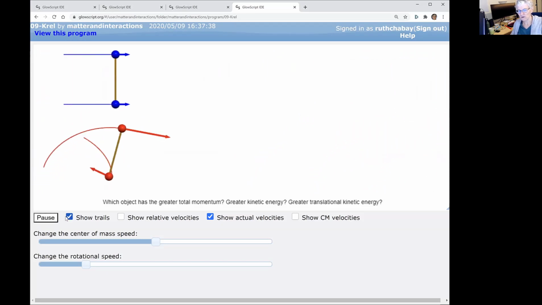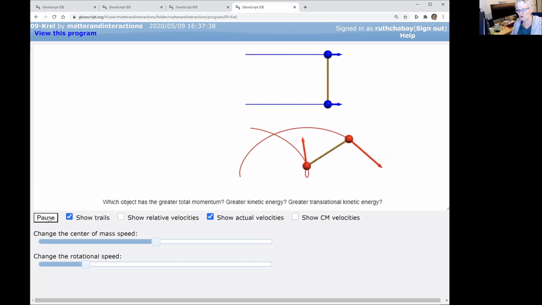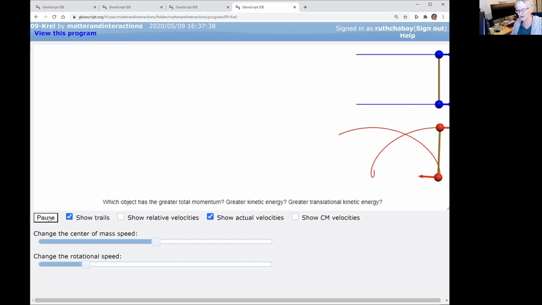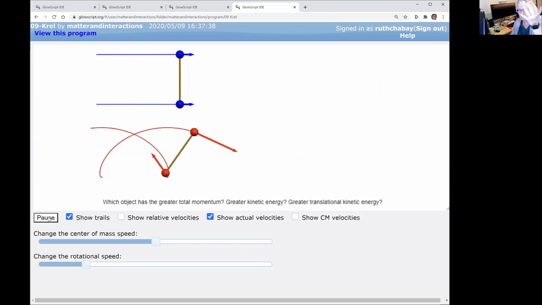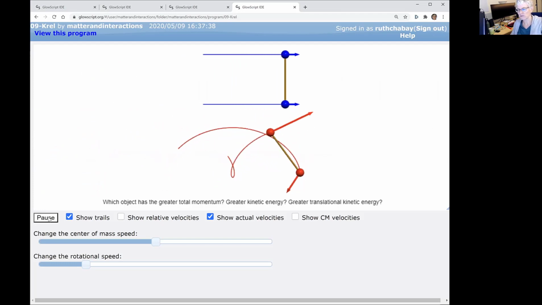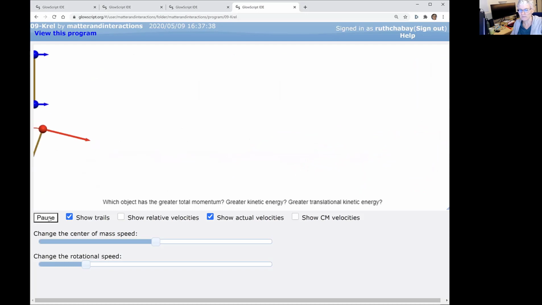This is sort of cool. I don't know how informative it is, but you can actually see the path traced out by each object, and you can see that each red sphere is actually moving farther in the same time than the blue sphere does, so therefore it actually has to have a higher speed.